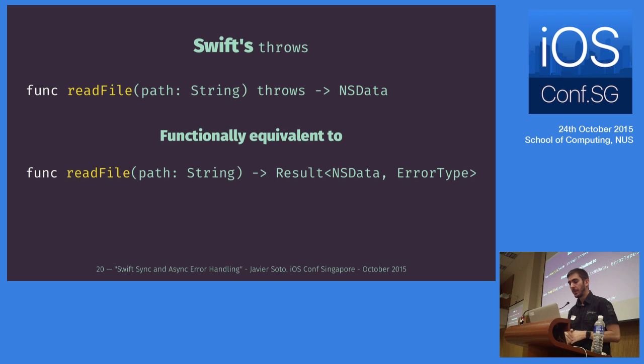This is functionally equivalent to what I just showed with result, except, like we saw, result is generic over the type of data and the type of error. But because throws doesn't let you specify that, it would be like having a result where all we know about the error type is that it's an error type. So it can be any error type.